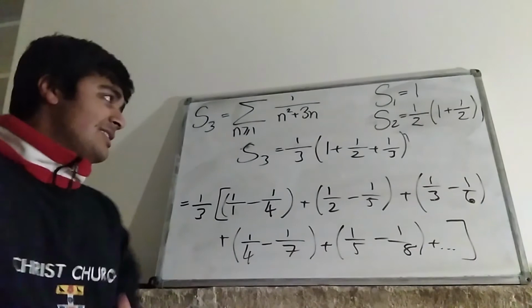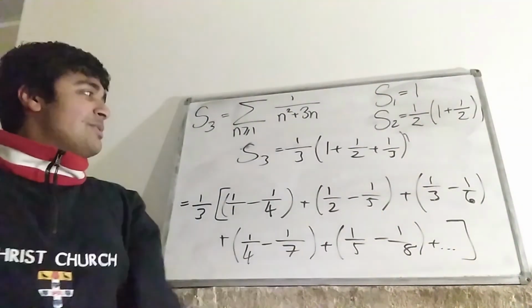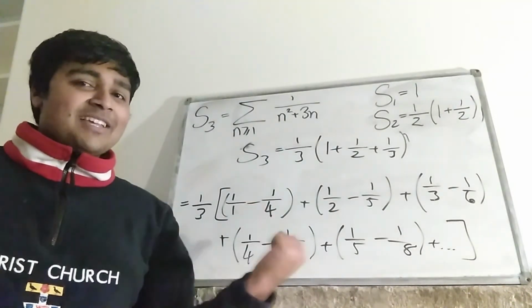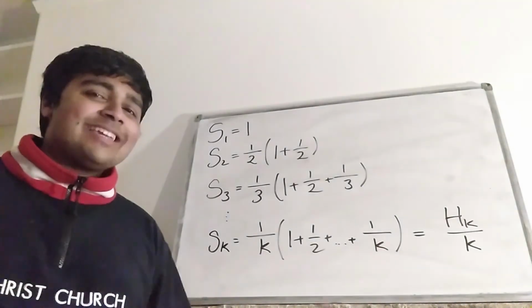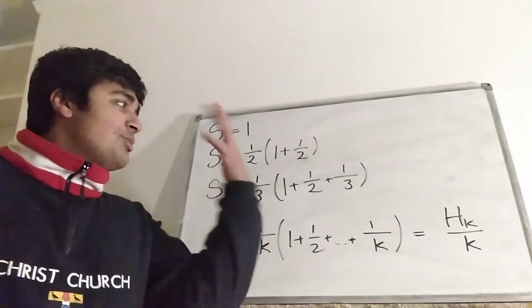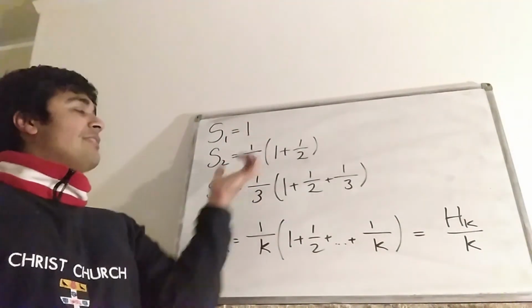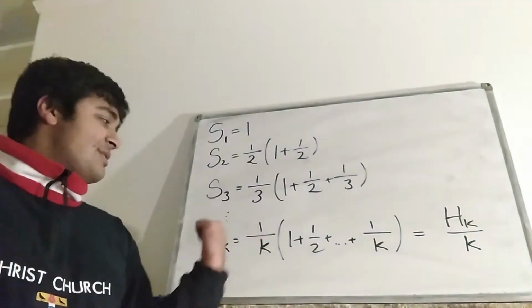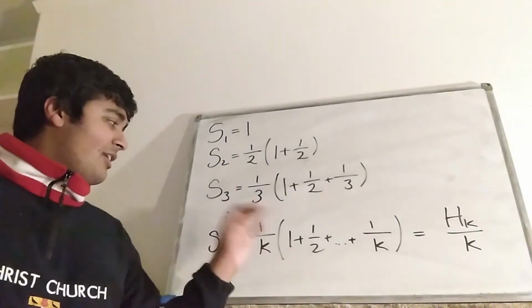Now hopefully you can see the pattern. We have S1 equals 1, S2 equals a half times 1 plus a half, S3 is equal to 1 over 3 times 1 plus a half plus a third. So now let's make a conclusion about SK. It's not too difficult to make a conclusion about SK. You can sort of repeat the argument with generic K. And you can conclude that SK, you can just look at the proof again and modify it for K.